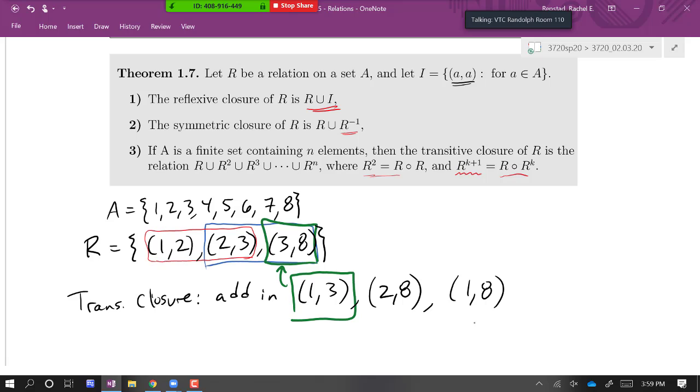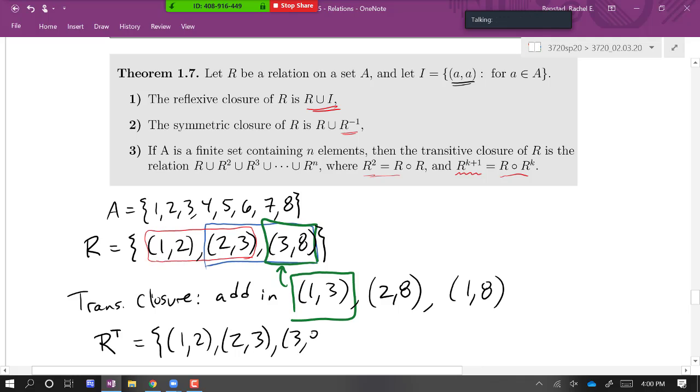So the transitive closure, which maybe I'll call RT. I'm making up my own notation for that right now, just so you know. We're going to keep the pairs that we had and then add these in.